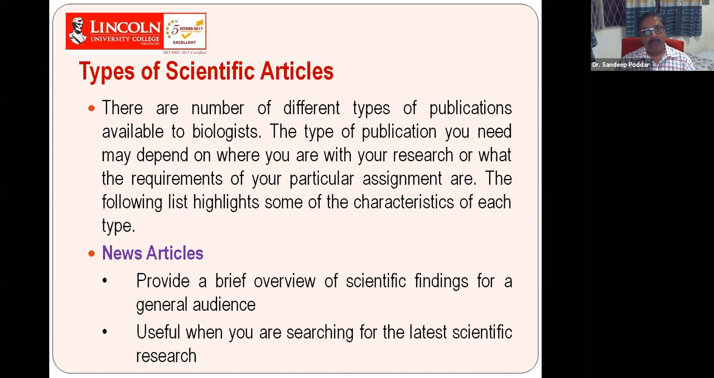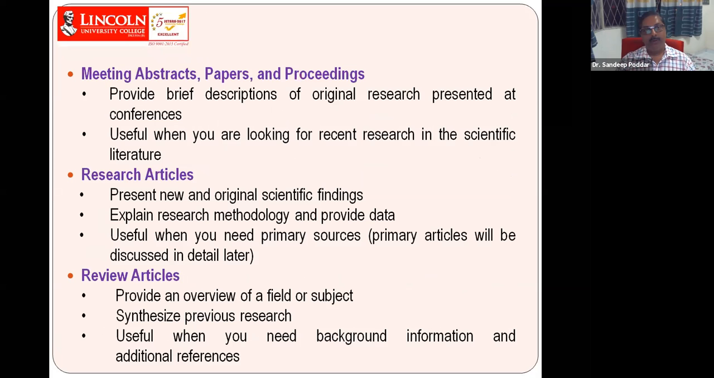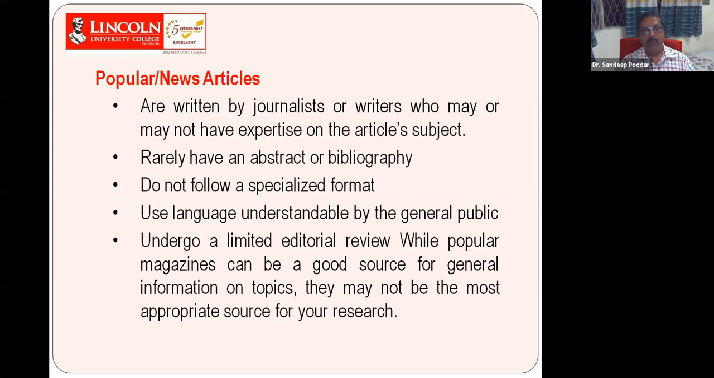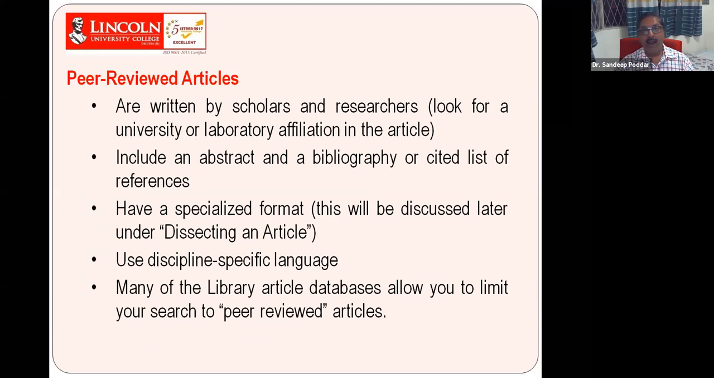Then, what are scientific articles? You already know that any experiment we do, case study or original study is called a scientific article. News articles are published in newspapers. So these are two different things: one is a scientific research article, one is a newspaper article. You can see there are many types of publication: meeting abstract, research article, review article, peer-reviewed articles, then popular news article. Then what is the difference between a peer-reviewed article and a newspaper article?